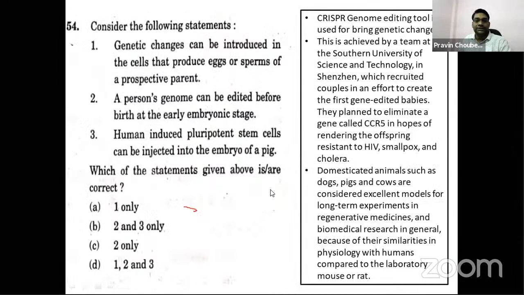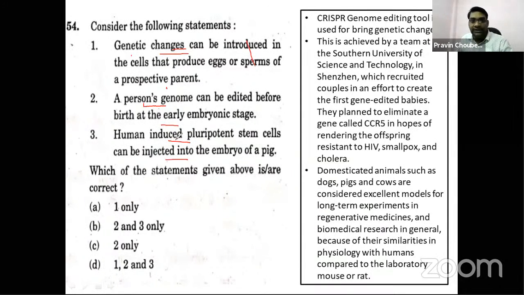Now another question is from... consider the following statement. Genetic changes can be introduced in the cells that produce eggs or sperms of prospective parent. A person's genome can be edited before birth at the early embryonic stage. Human-induced pluripotent stem cells can be injected into the embryo of pig. So which of the following statement is or are correct?